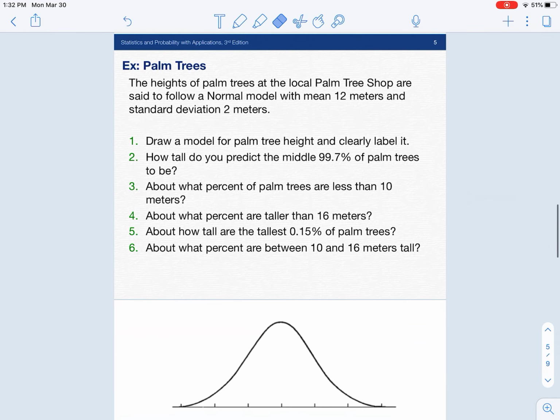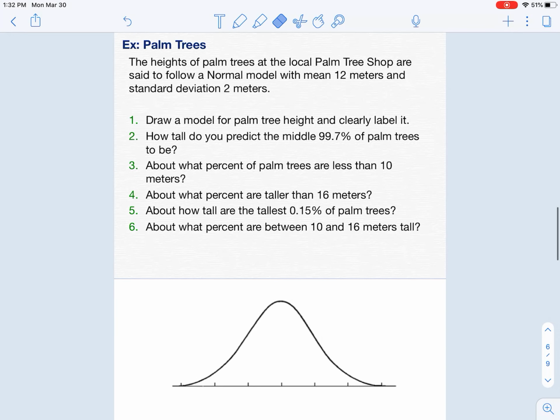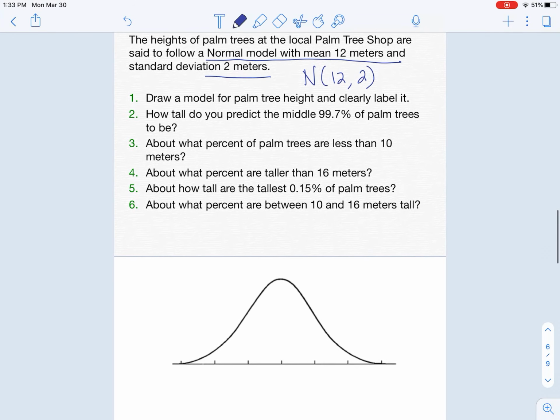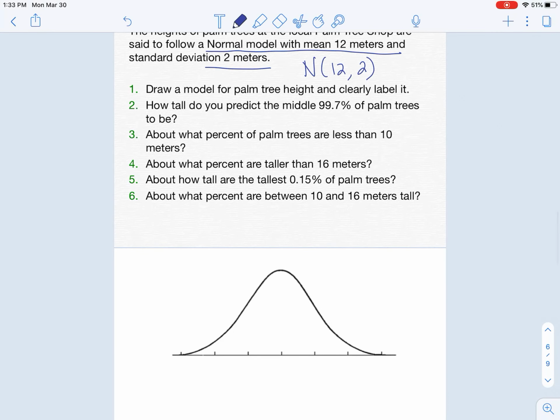Okay, let's try one. The heights of palm trees at a local palm tree shop are said to follow a normal model with a mean 12 and a standard deviation 2. As soon as I read where it says mean 12, standard deviation 2, it's a normal model, mean 12, standard deviation 2, I always write that. Normal, mean, standard deviation. That way I can stop reading the problem. Draw a model for the palm tree height and clearly label it.